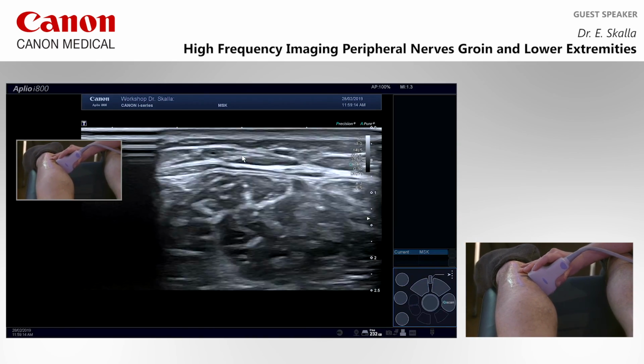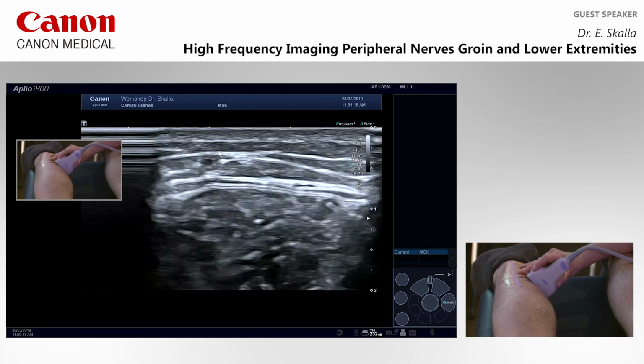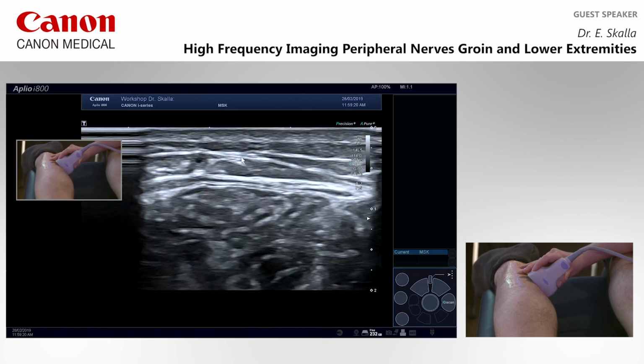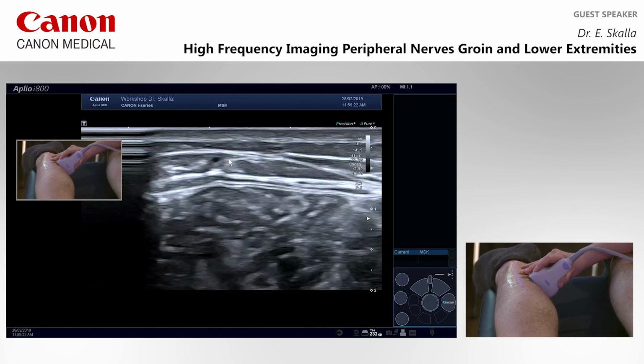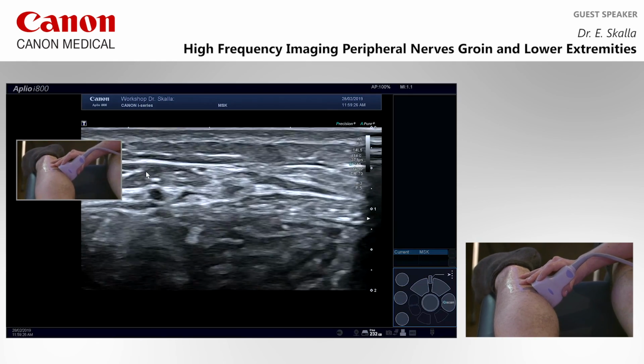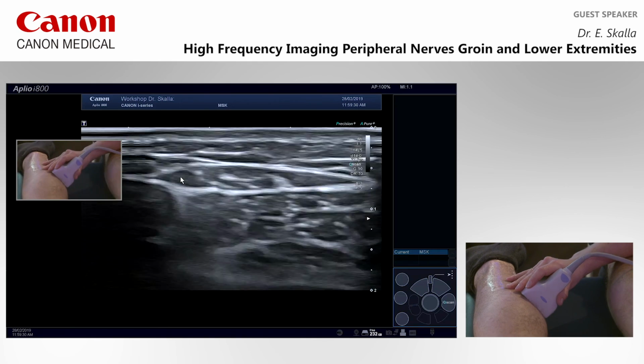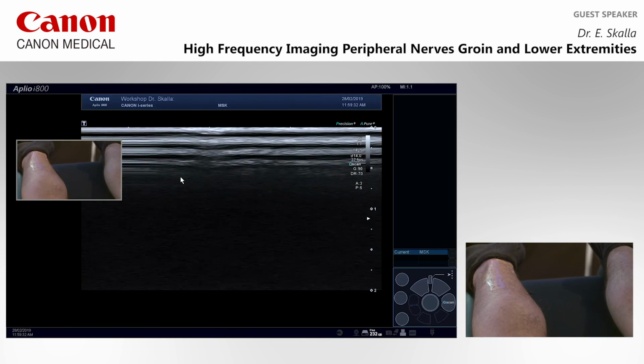And next to the vein, here the sural nerve. This one. It's easy to find in the neighborhood of the saphenous vein. Okay, I think that's it.